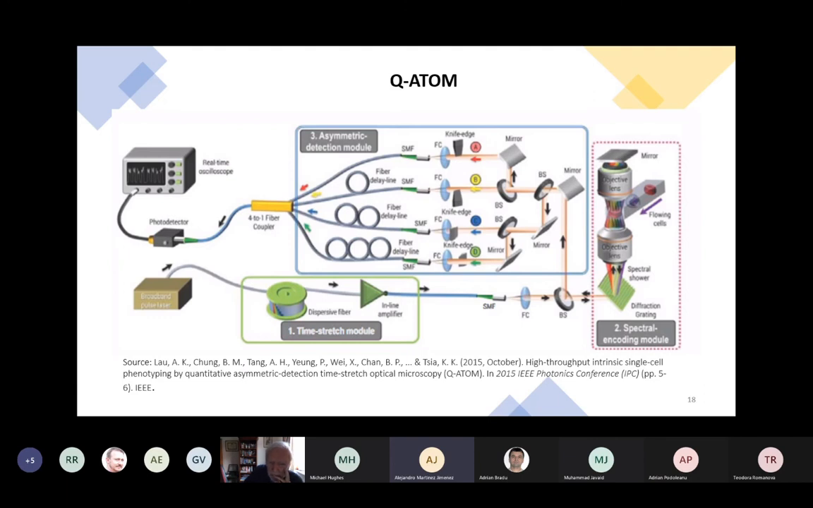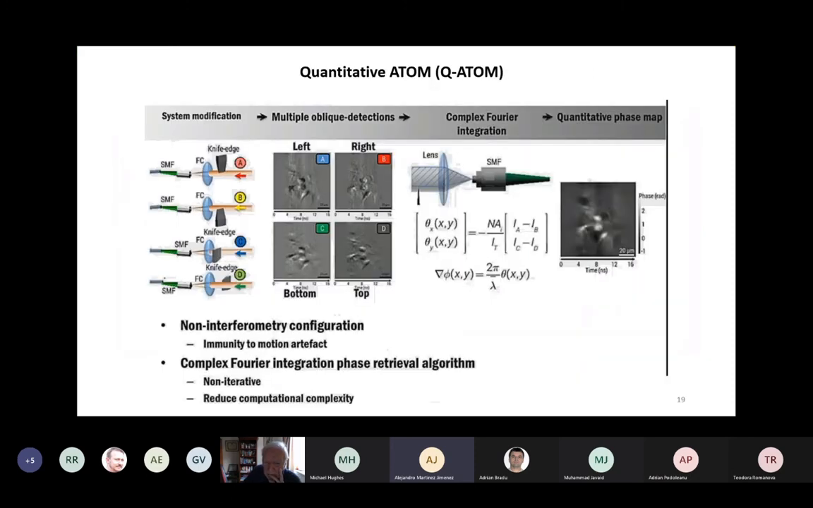Here we have the broadband pulse with the time stretch module, and after that it goes to the spectral encoding. We have to emphasize that these steps are interchangeable. We can do the encoding first and then the time stretch, or the other way around. The key point here is that they use the knife edge to create the phase contrast in all directions, and also they multiplex the signal, adding delays between each pulse.